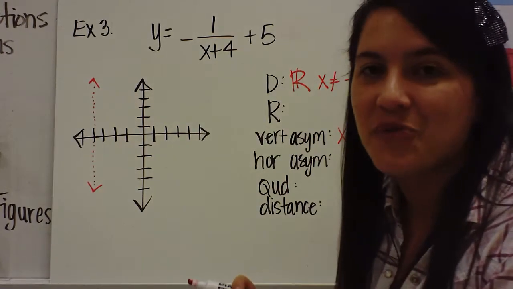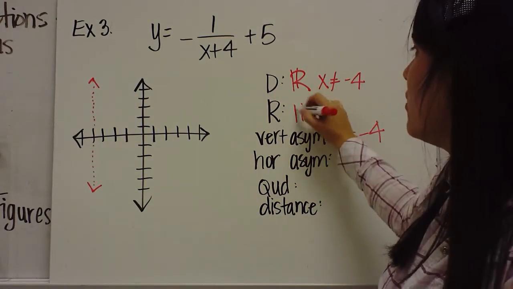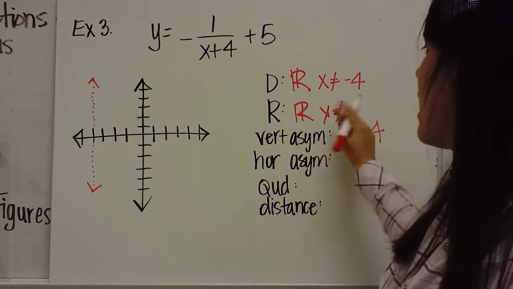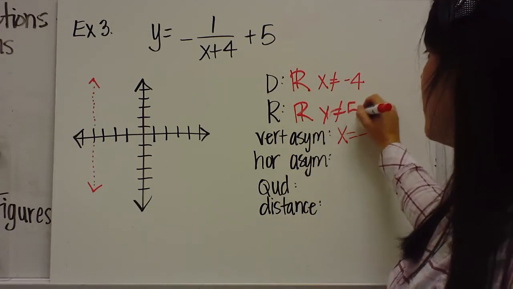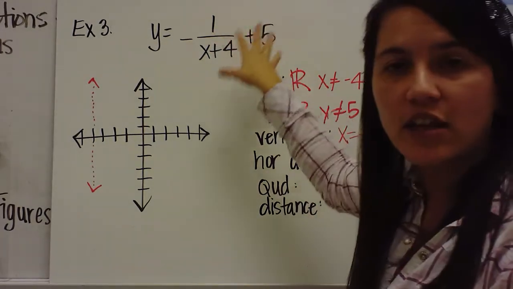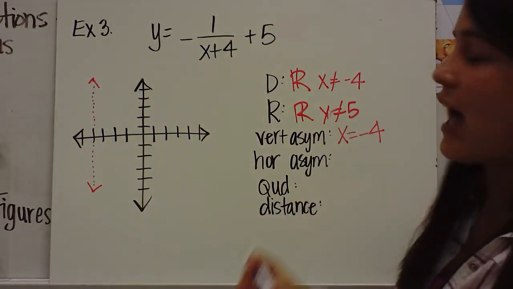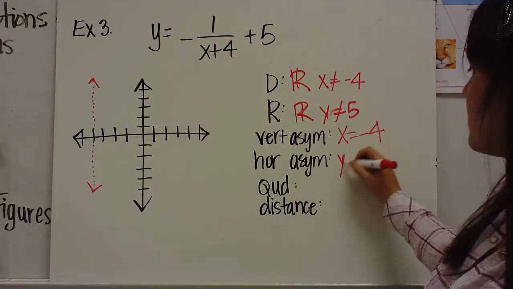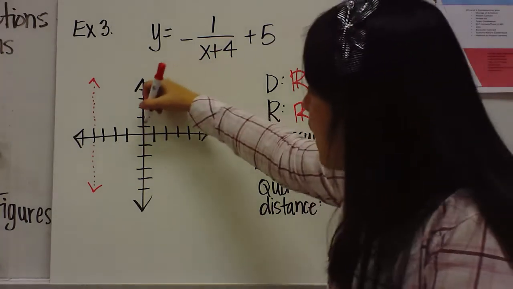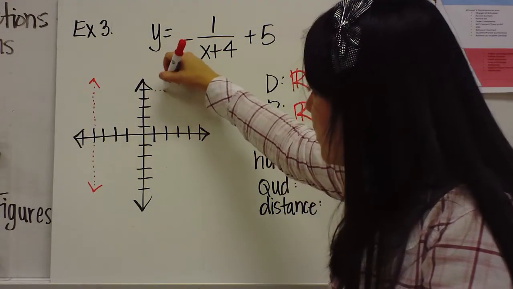All right, now let's look at the range. The range is going to be all reals, except y can't equal 5. So what it means is we've taken the parent function and we've shifted it 5 units up. And because of that, I'm going to have my horizontal asymptote at y equals 5. Right there.